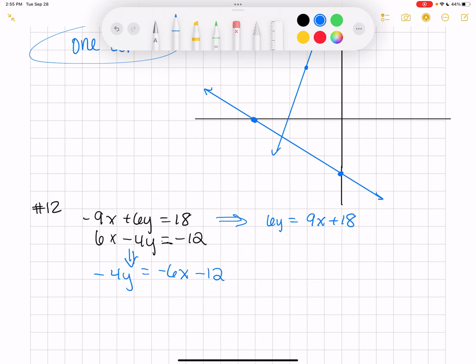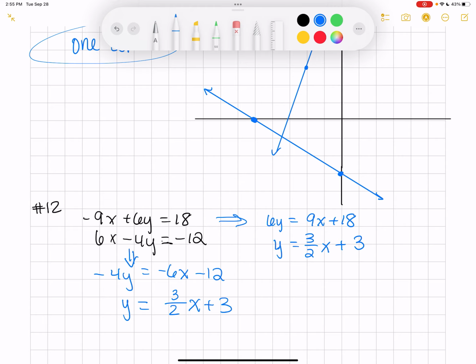And then you just divide by 6. So y is equal to 9 divided by 6, which is going to be 3 over 2 x plus 18 divided by 6 is 3. And you do the same thing for the other one. I'm going to divide by negative 4 over here. The y is equal to 6 over 4, well, they're both negative, so it's going to become positive. So 3 halves x, negative 12 divided by negative 4 plus 3.